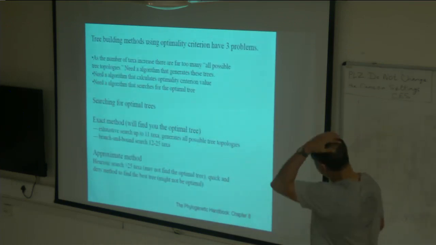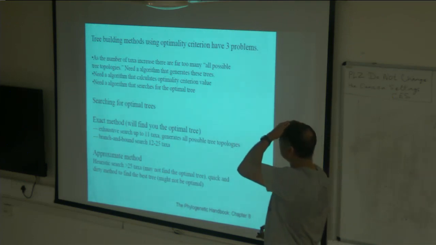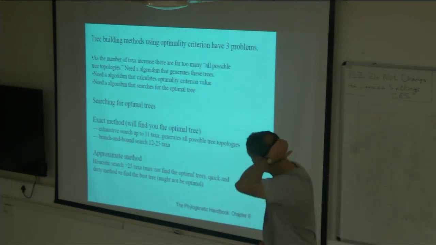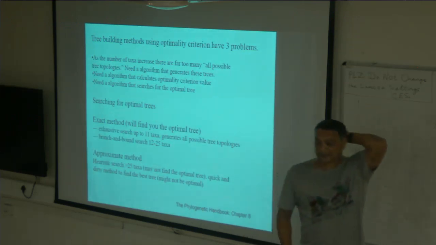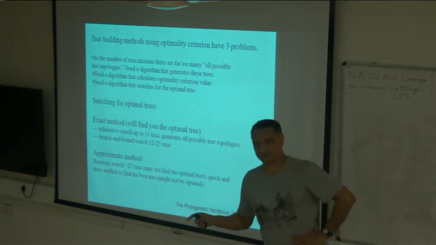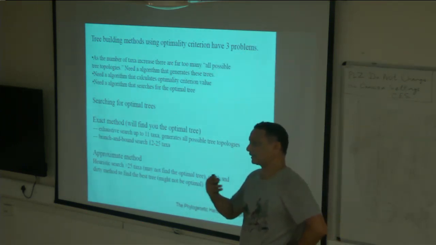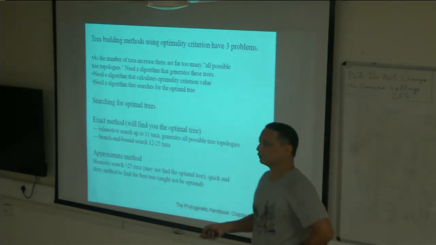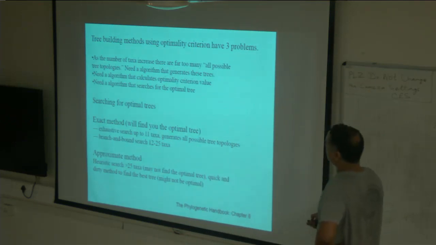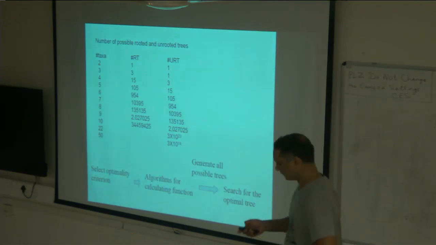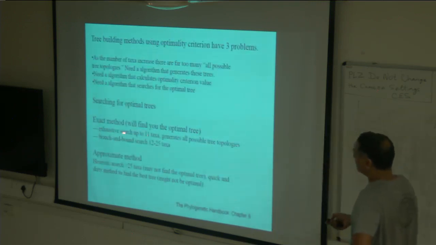So the problem is, up to 11 taxa, you can actually build all possible trees. Okay, any computer program will do that. It's not too many trees. Is it there here? So it'll be, I don't know, a little more, much more than that, but still one can build all possible trees.